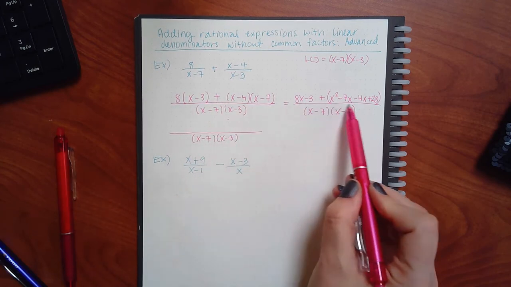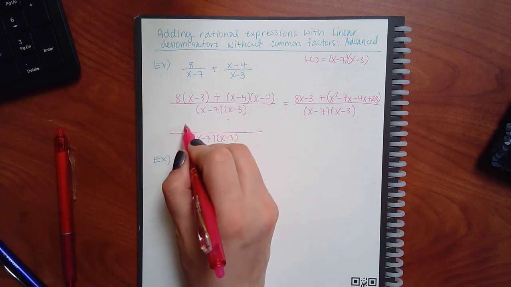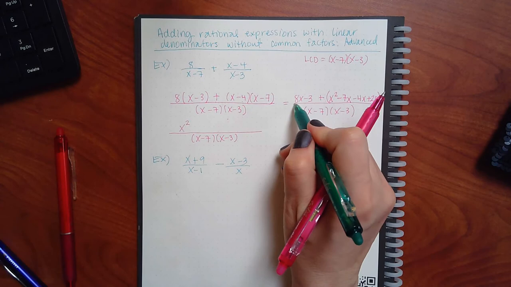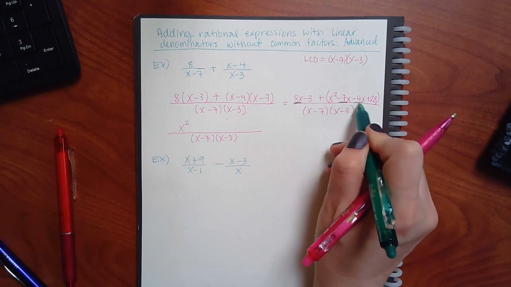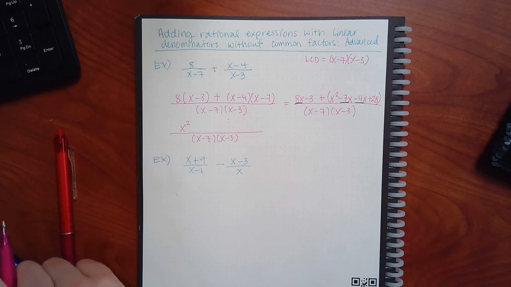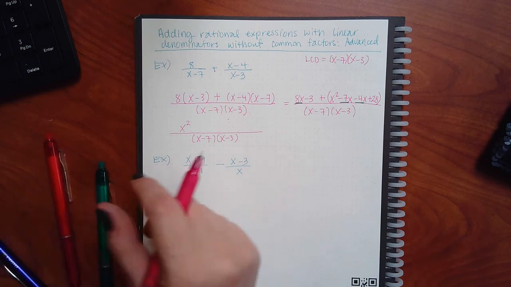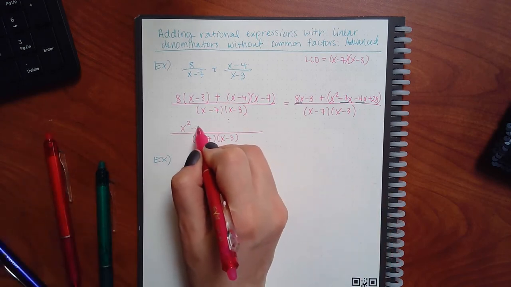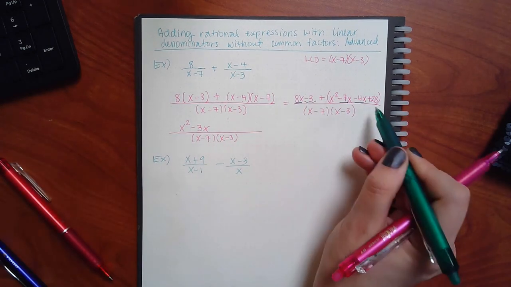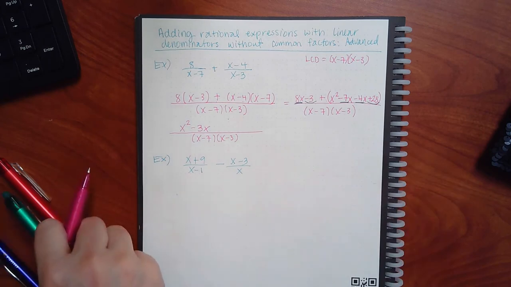So I only have one term with an x squared, and that's that guy. It's a positive x squared. However, I have three terms with an x in it. So what do I end up with for my x's? So you get 7, negative 3, plus 28. Negative 3. And then now for my constants, I've got a negative 3 and a positive 28.